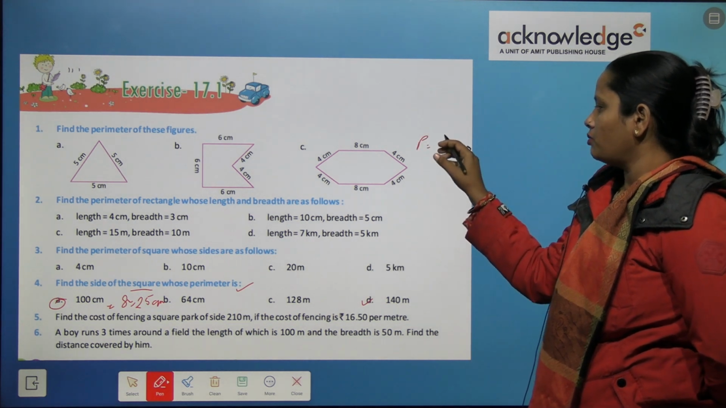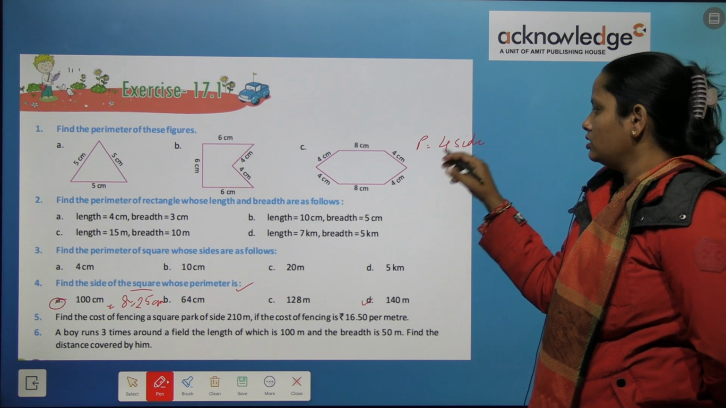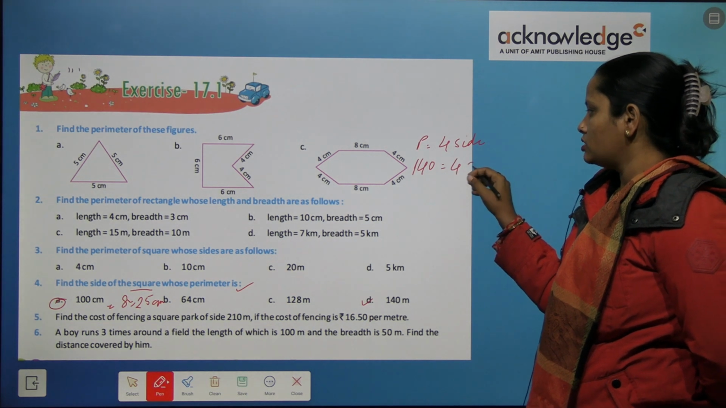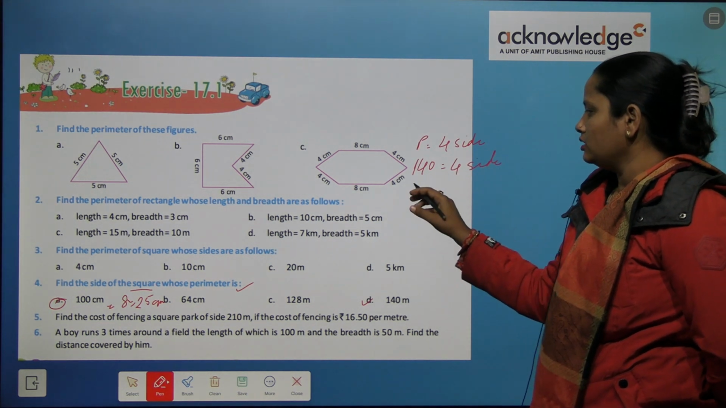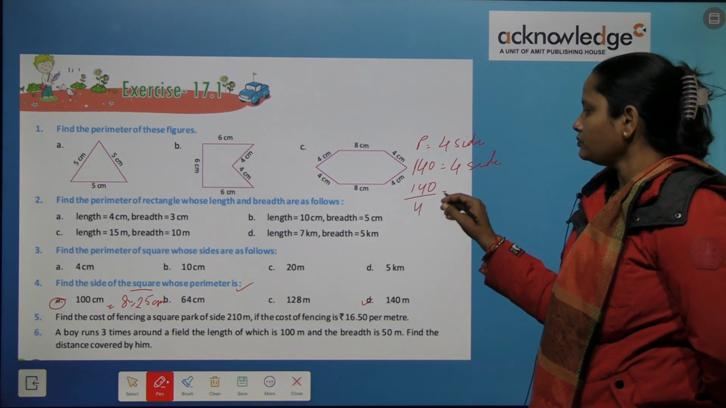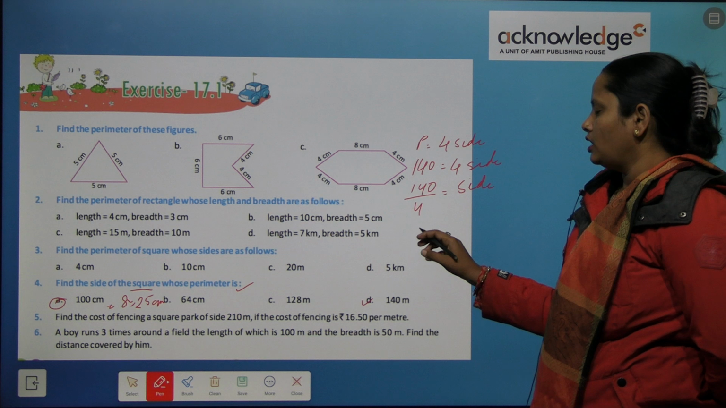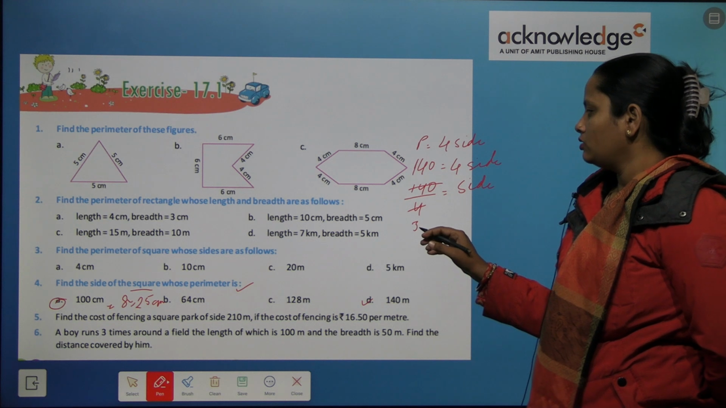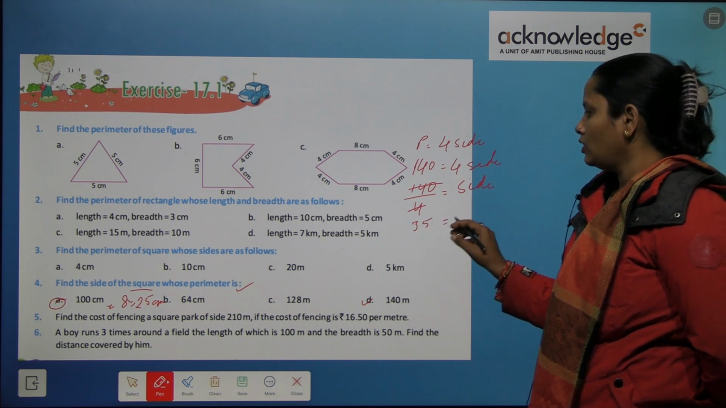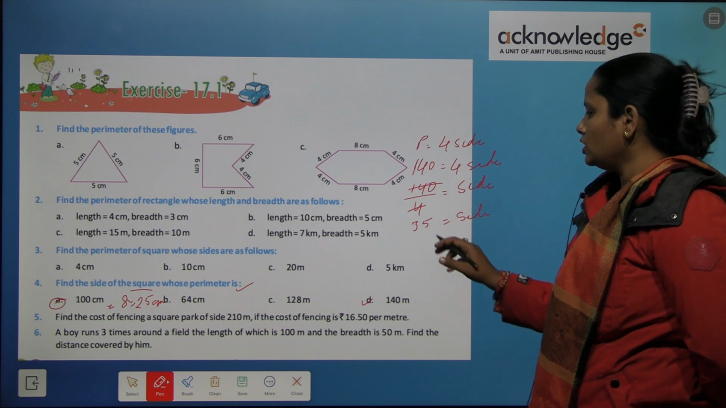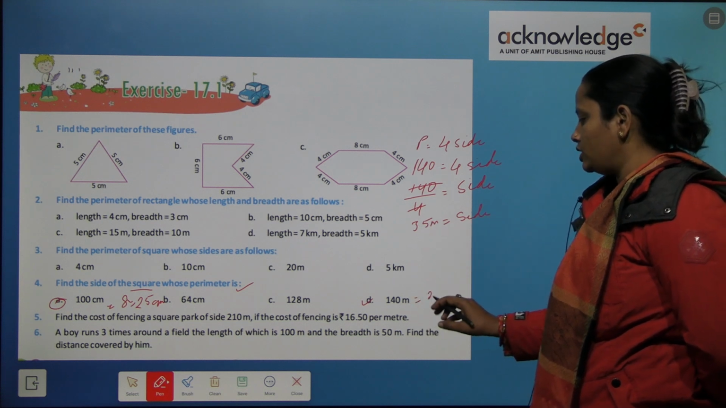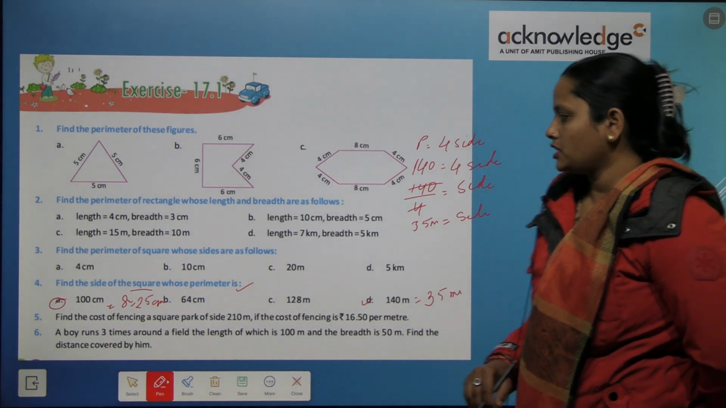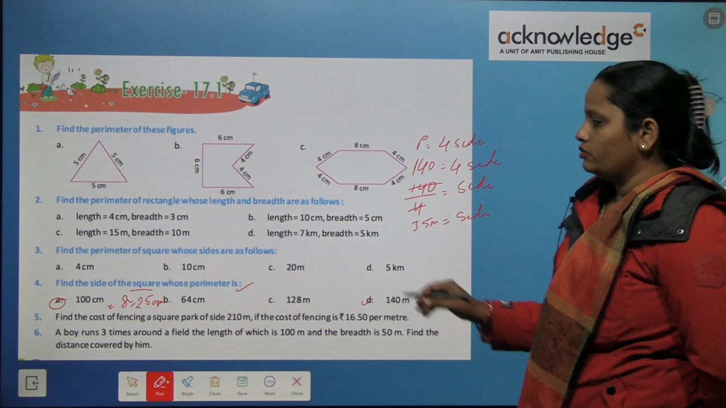Again, the perimeter formula is 4 into side. Now perimeter is given 140 and 4 side. Side will be here 140 upon 4 is equal to side. Now, so here the side is 35 meter. Is it clear? Now let's move to question number 5.